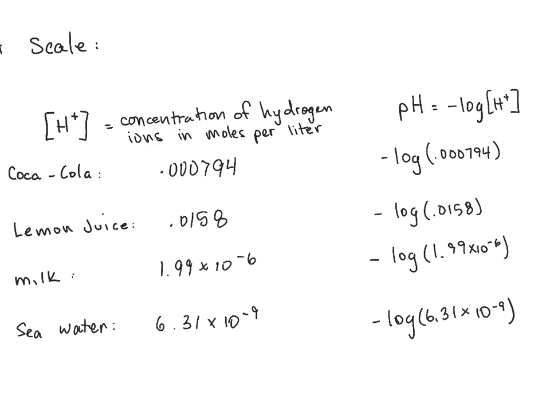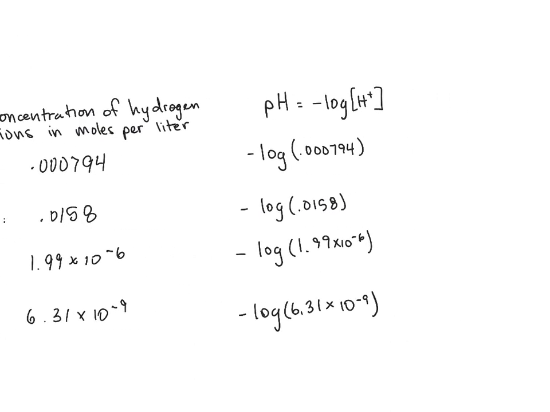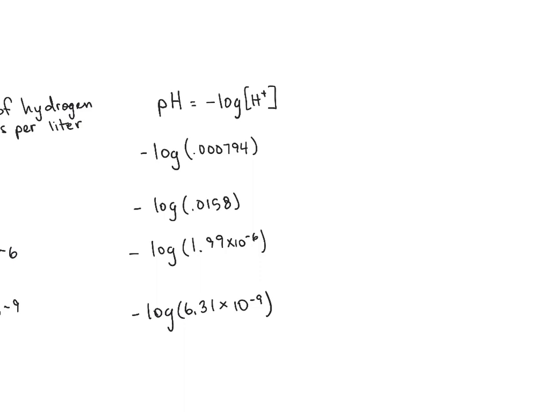So here is the pH scale right here. It's negative log of the hydrogen ion concentration. So for Coca-Cola, for example, it'd be negative log 0.000794, lemon juice, milk, and seawater. So this is how you would calculate the pH. And luckily, since it's a common logarithm, these are all values that can be found on a calculator.